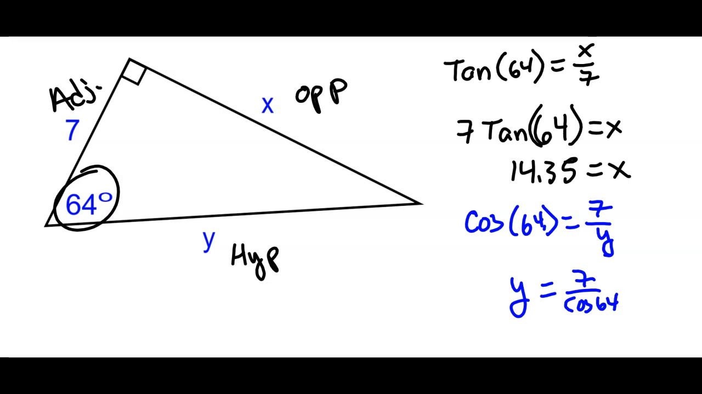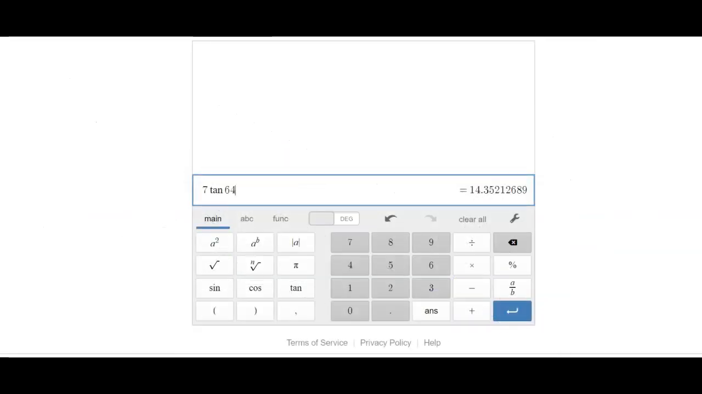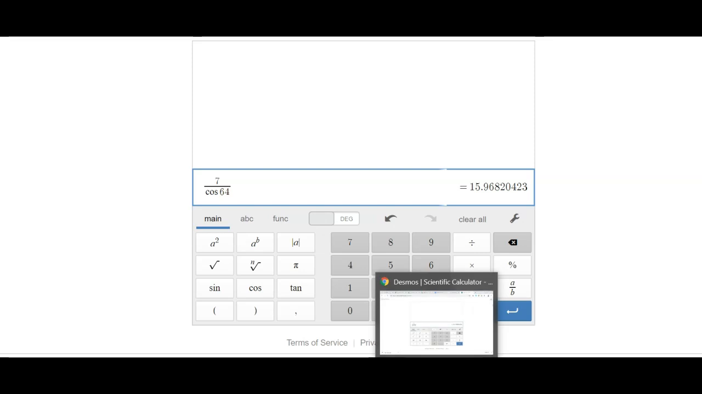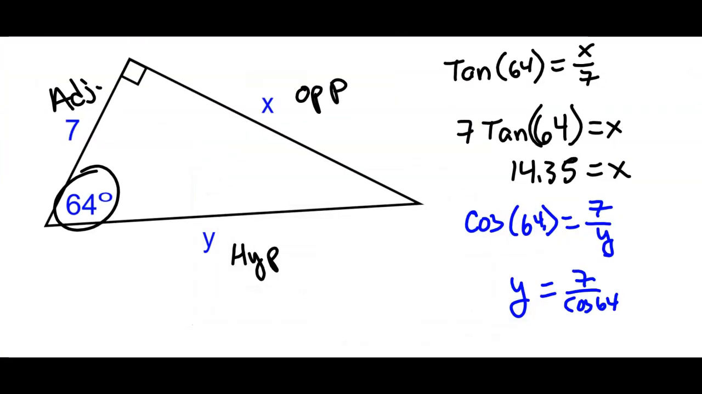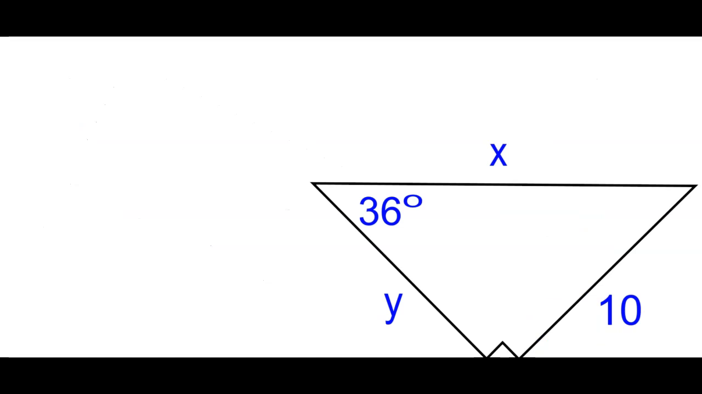So let's punch that in. 7 divided by cosine of 64. 15.97. All right. Try this one out.